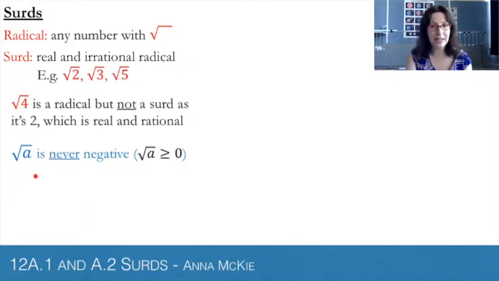So root A is never negative. That means the answer that you get from square rooting the number can never be negative. So for example, the square root of 4 is positive 2. We can't ever get negative 2.